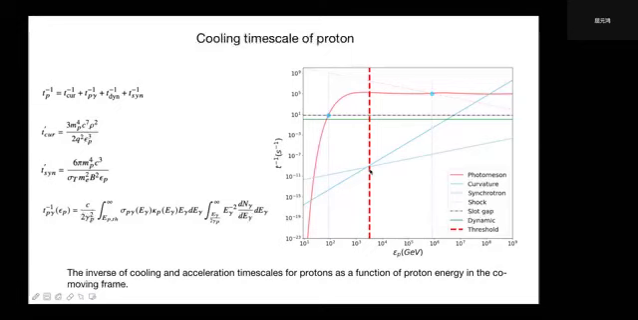By comparing various cooling timescales, one can identify the energy regions where the neutrino emission dominates. This happens when the red p-gamma curve is above the other curves.